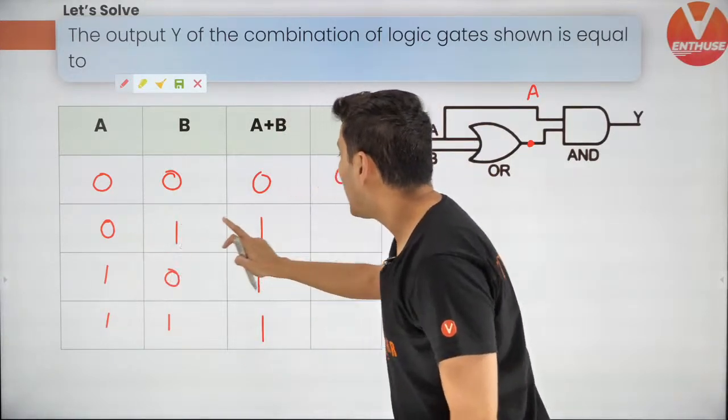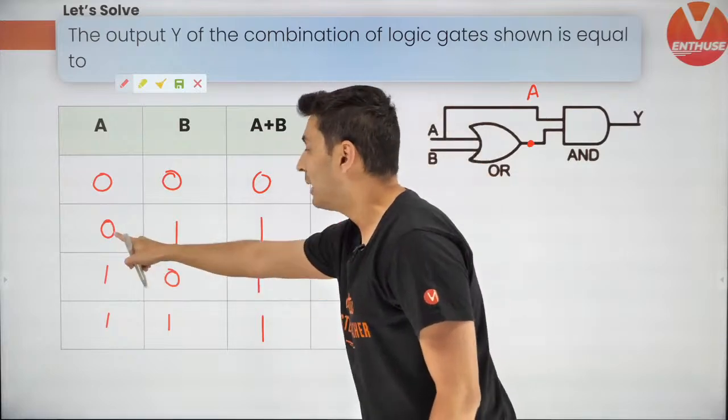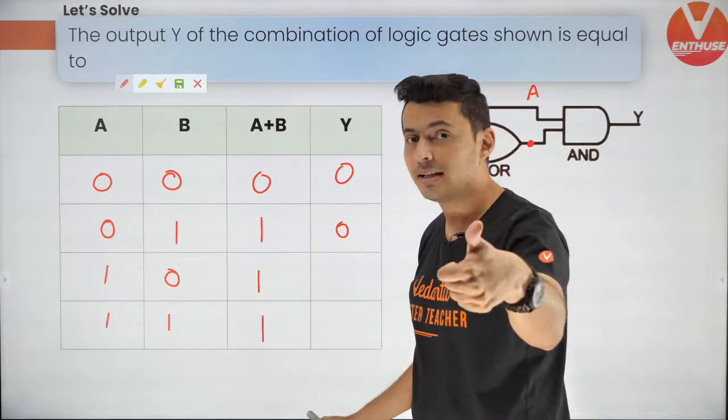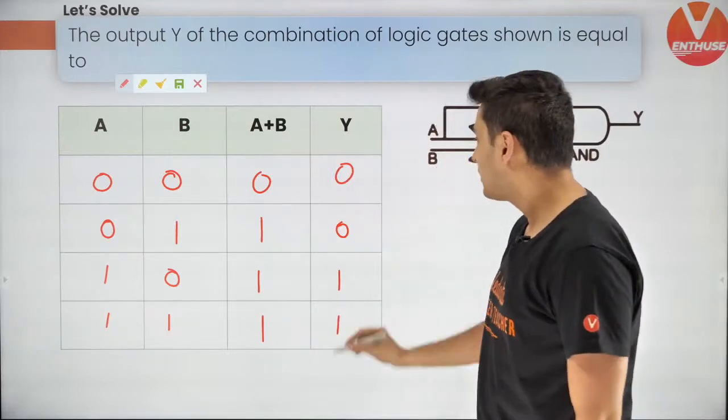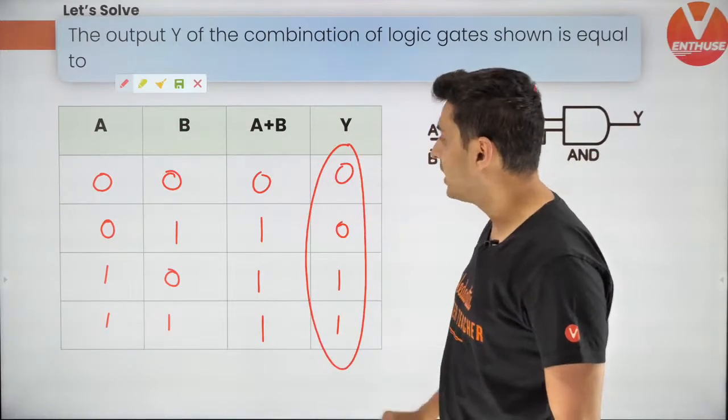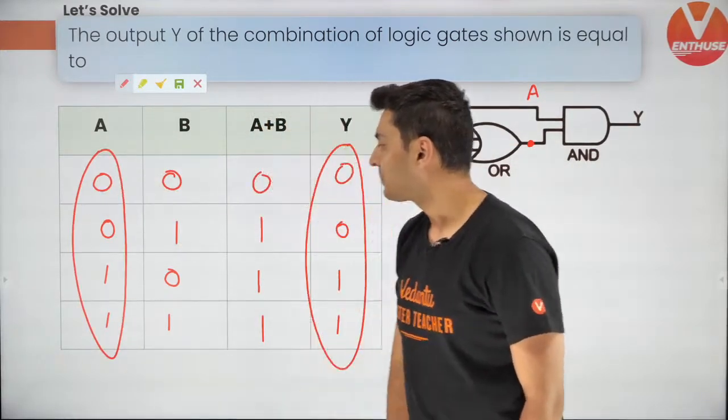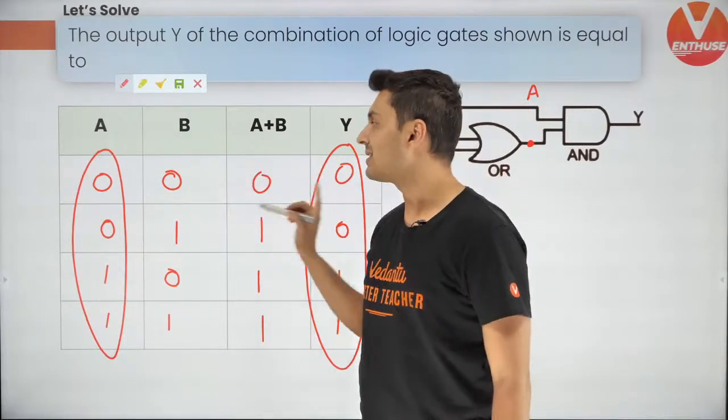Now 0 and 1 is 0 because one of them is 0. Both should be true, only then it is true. 1 and 1 is 1. Now you can see this entire table is very similar to A's table. So hence the final answer is A.